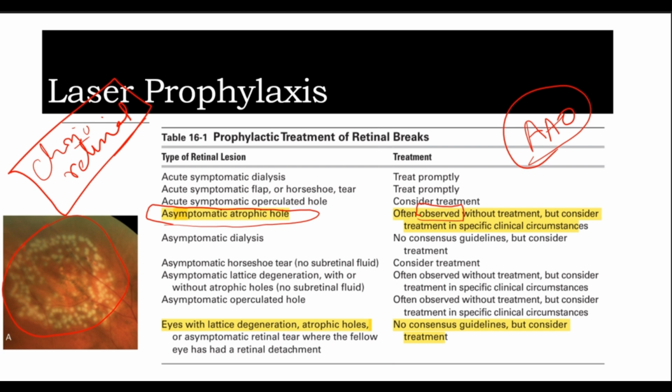These circumstances are, for example, if the patient has a high risk for development of retinal detachment, say, already having lattice degeneration, or if the patient is highly myopic, or has had previous surgeries like IOL or cataract surgeries, if there's aphakia, if the patient already has an IOL pseudophakia, or if the patient has a retinal detachment in the other eye. These are some specific indications where you will consider treating these patients.